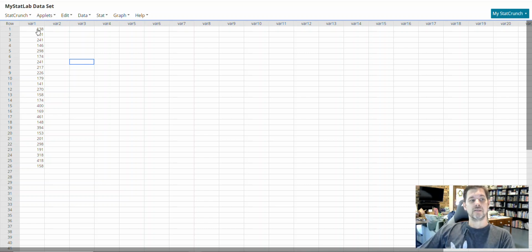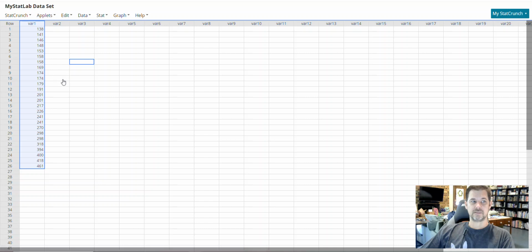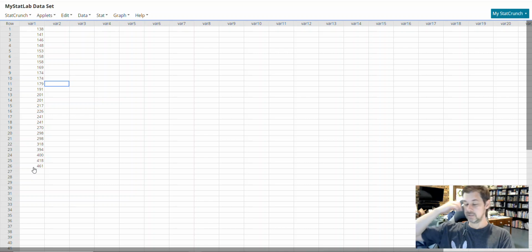All right, so I notice one more thing I can do. I can click this down arrow and I can sort it. I'll sort it ascending, meaning from least to greatest. Now it's sorted and I can't miss it. The smallest number is 138 right there, and the biggest one is 461. It's hard to make a mistake finding the largest and smallest data if it's sorted from least to greatest. I recommend that you do that. Use StatCrunch to your advantage in this way.